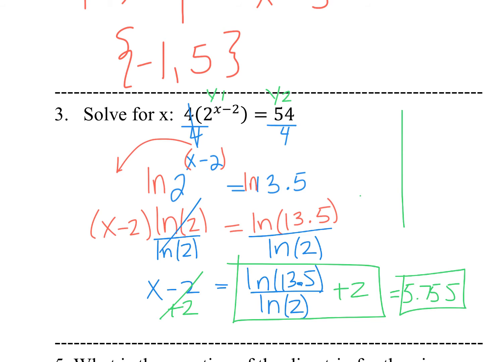So I'll draw you a little picture here. On my graph, I see this guy here and this guy here intersecting. And when you do second calc intersect, and you drag that blinky dot all the way over, you press enter 3 times, you'll get the 5.755. So we know that that's good.